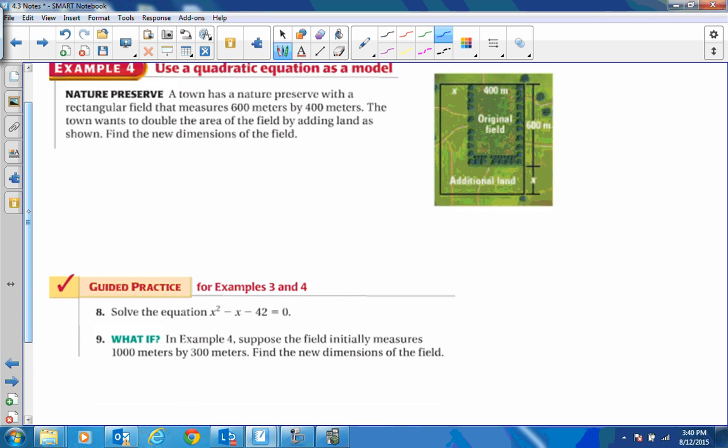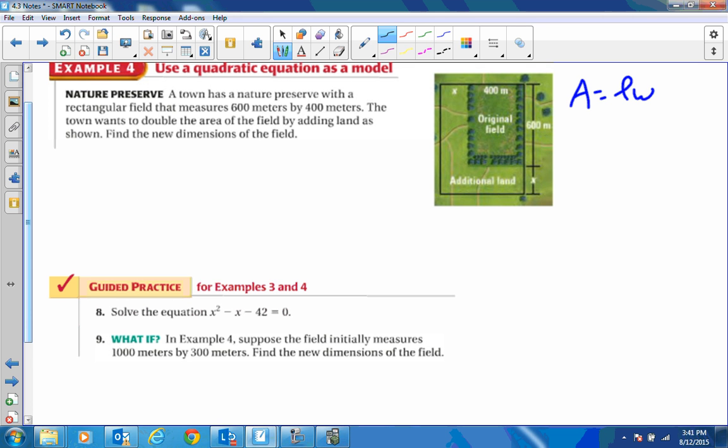Okay, the town has a nature preserve with a rectangular field that measures 600 meters by 400 meters. The town wants to double the area of the field by adding land as shown. Find the new dimensions of the field. So if we want to double the area of the field, we got to find the original area of the field. We'll find the original area by doing length times width.